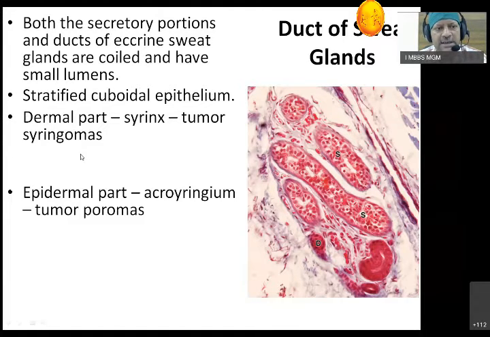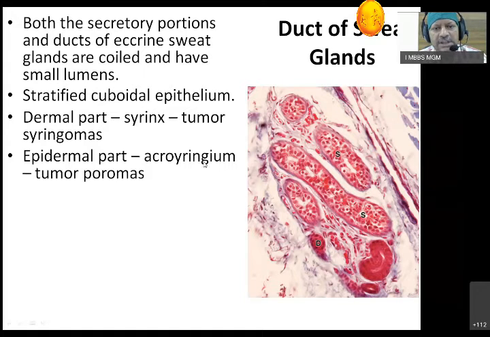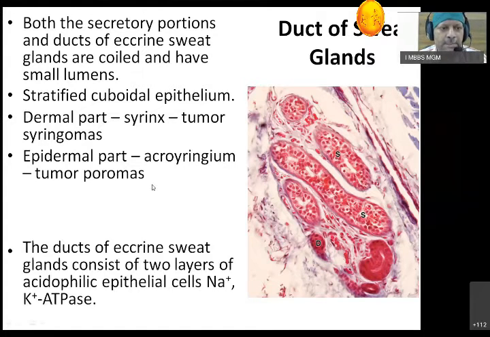Then second is the epidermal part, the acrosyringium. The tumor of this is called poroma. So these are the two terms which we have to remember about the sweat gland duct.